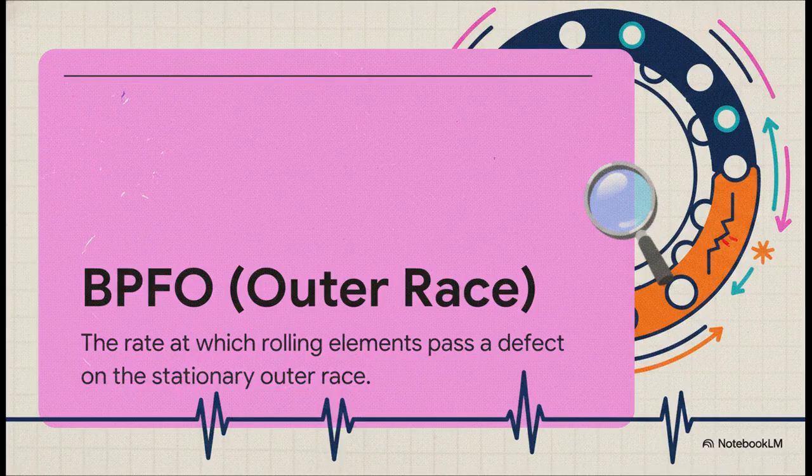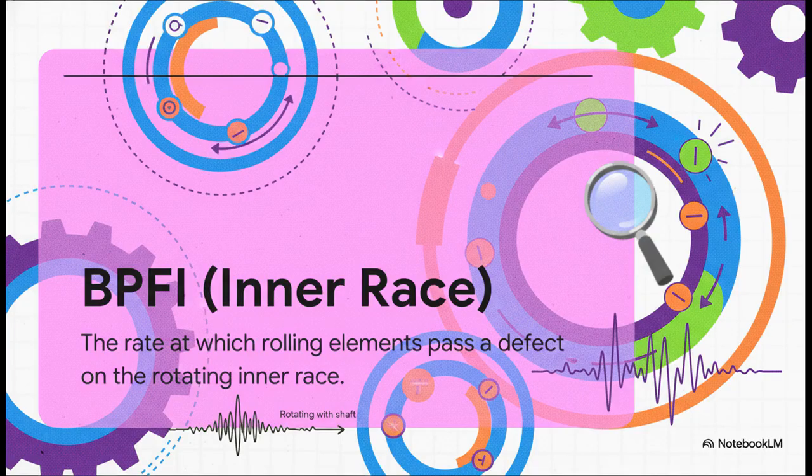Okay, so let's break these down. The first key frequency is BPFO, which stands for ball pass frequency of the outer race, and it's pretty much exactly what it sounds like. It's the frequency you get each time a single ball or roller passes over a defect, a tiny little flaw, on the stationary outer race of the bearing. Up next, we have BPFI, the ball pass frequency of the inner race. You can totally think of this as BPFO's sibling, but this time we're talking about a defect on the inner ring, the part that's actually rotating with the shaft. And because that part is moving, the frequency is going to be different. And yeah, it's typically a bit higher than BPFO.